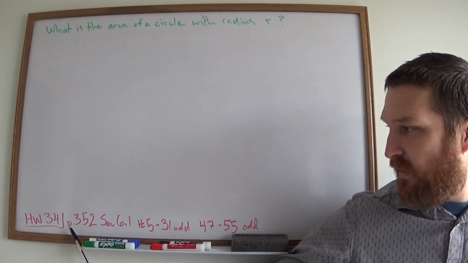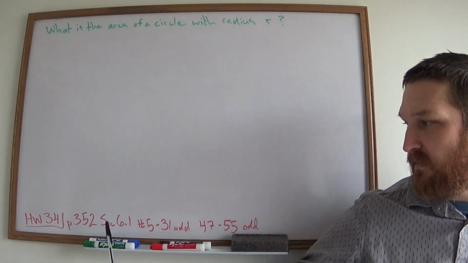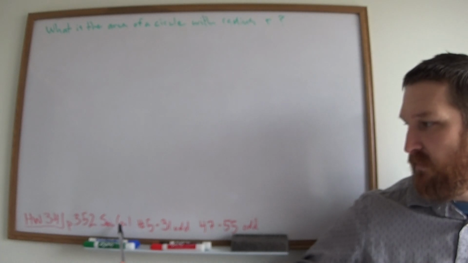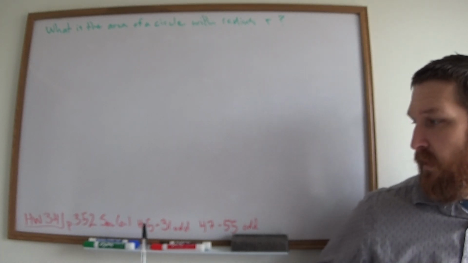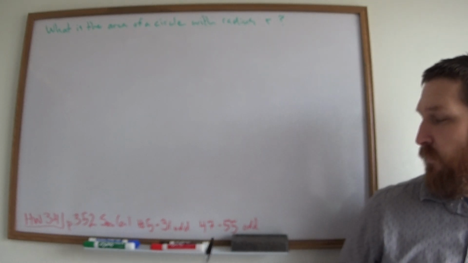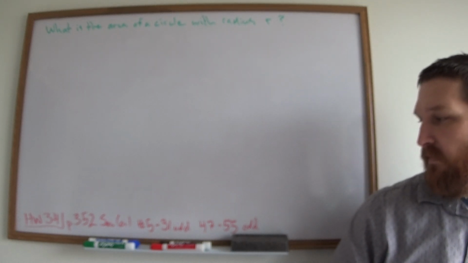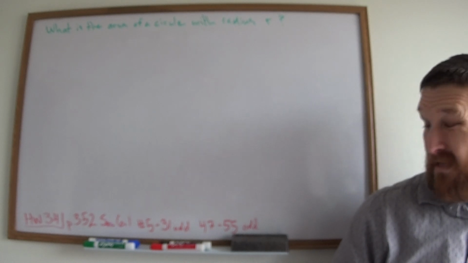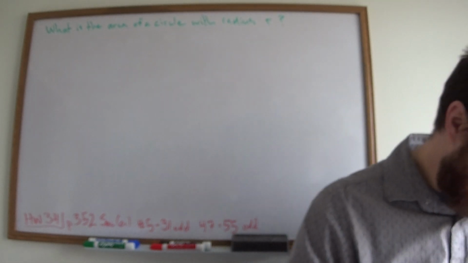Homework 34, page 352. Yes, we're going back to chapter 6, section 1. 5 through 31 odd, then 47 through 55 odd. That's like 19 or 20 problems.